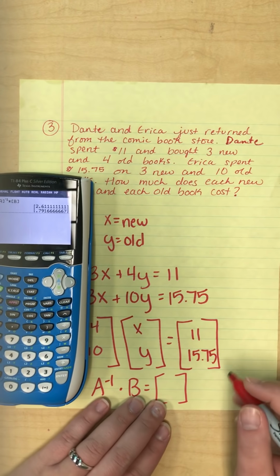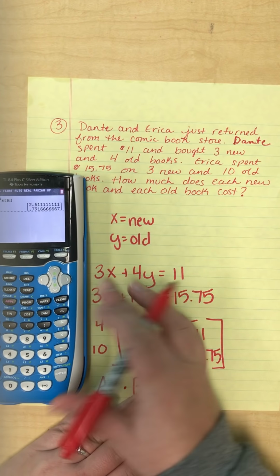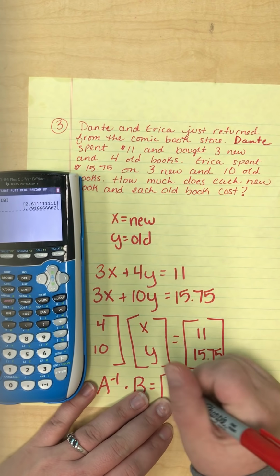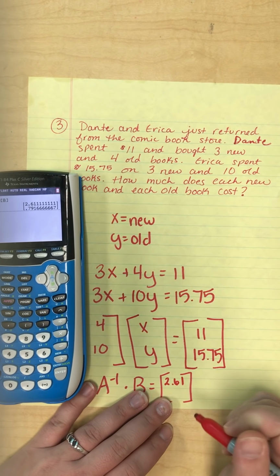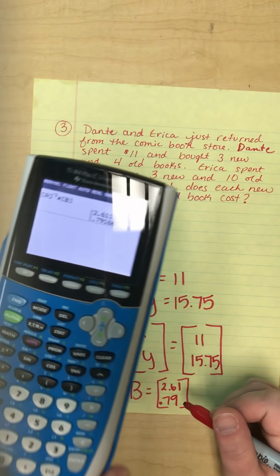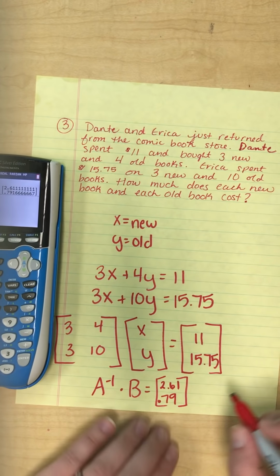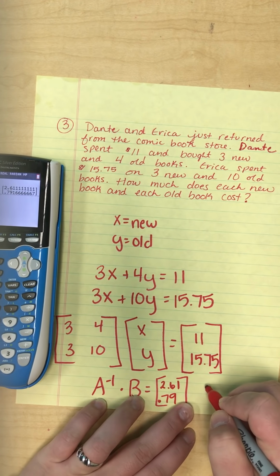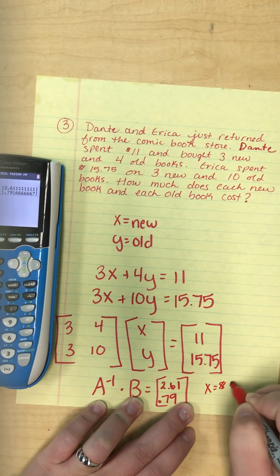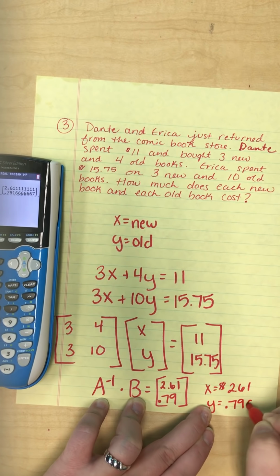So it looks as though here, how much does each new book cost? It looks like I've got 2.61 here and 0.79 here if you look at your answers in your matrix. Okay, which means that each new book costs $2.61 and each old book costs about 79 cents.